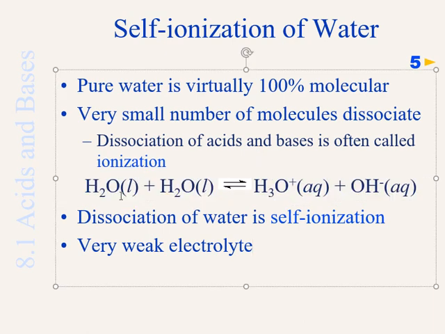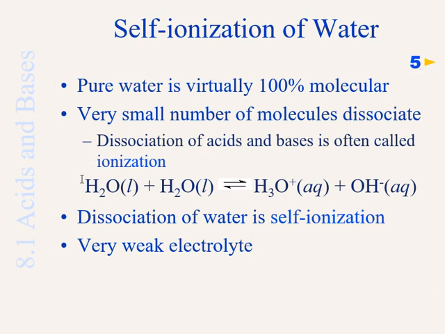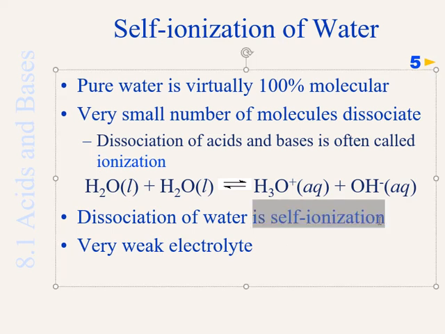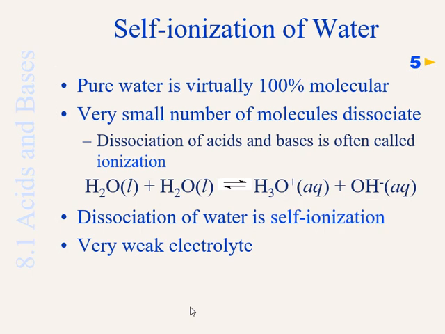And here one water molecule is the acid, the other is a base, and both of them are very weak acids and weak bases. As a result, we show the reversible arrow. Now this is a reality, and water does this to itself. This is known as self-ionization of water. Water is a very weak electrolyte.